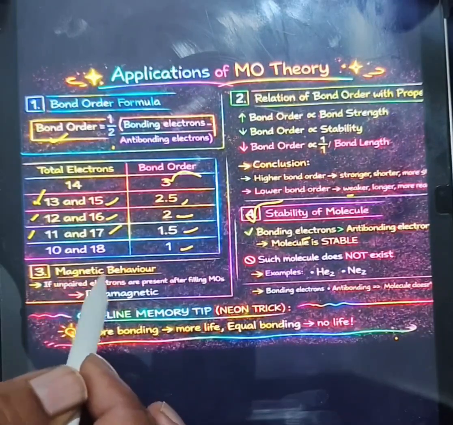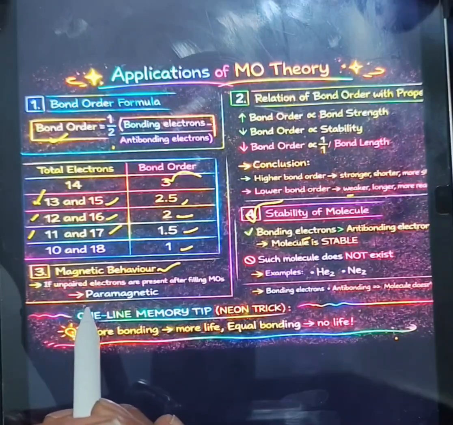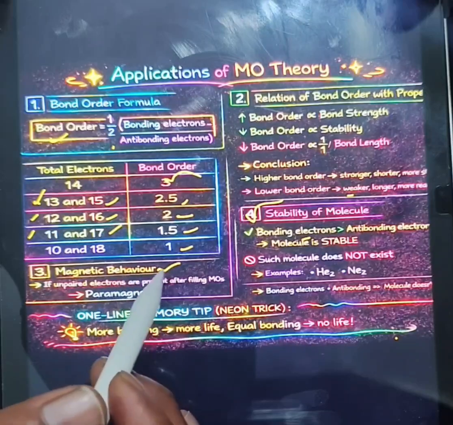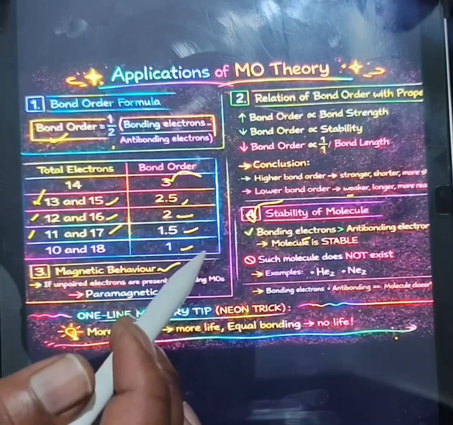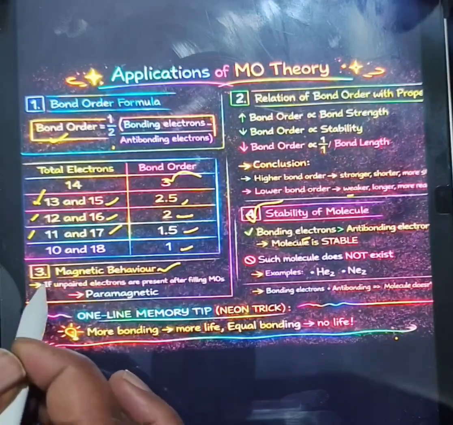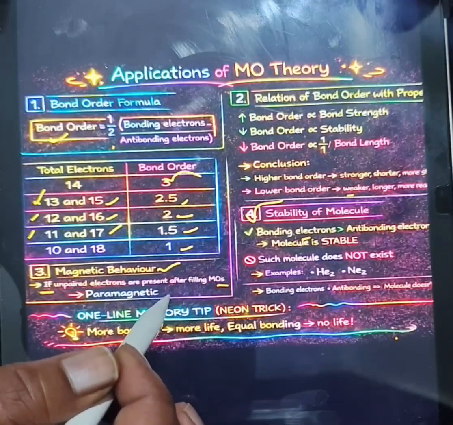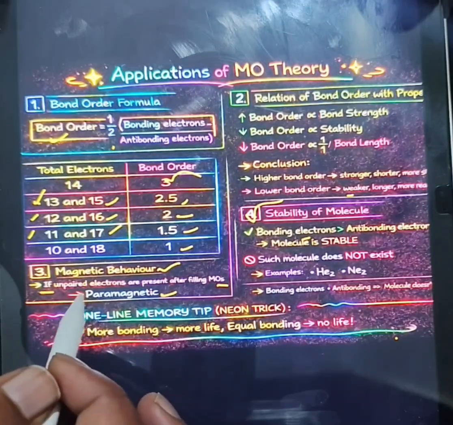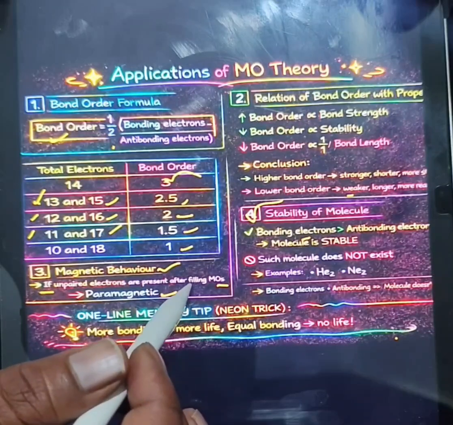And coming to magnetic character, we know the energy orbital diagram up to 14 electrons and above 14 electrons; there will be a different order. If you want all those things, you can watch the long video. So if unpaired electrons are present after filling molecular orbitals, then that is called paramagnetic. Suppose there are no unpaired electrons, that is called a diamagnetic complex.